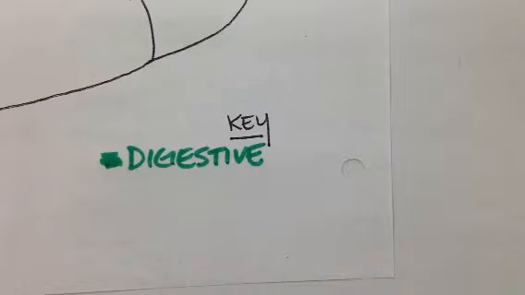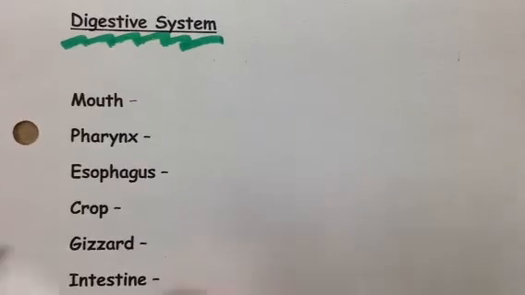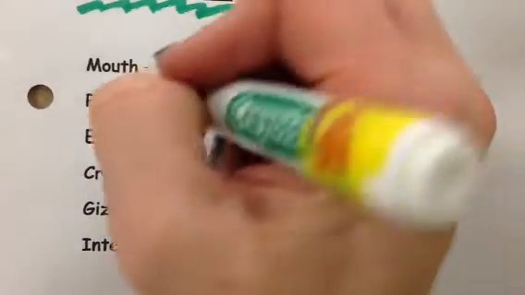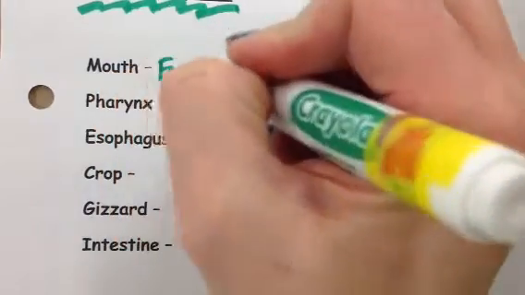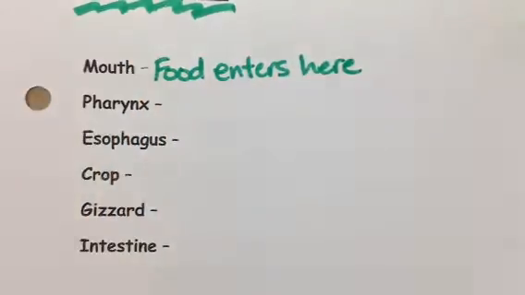Okay, so we're going to start off with the mouth. As you might imagine, this is where the food enters. Okay, so food enters here. It is the beginning part of the digestive system.